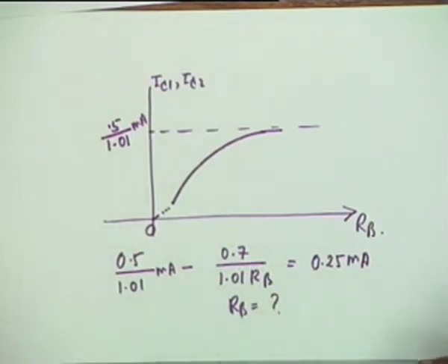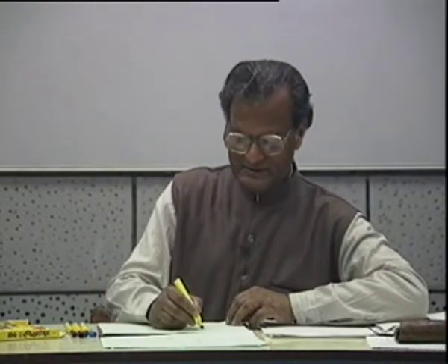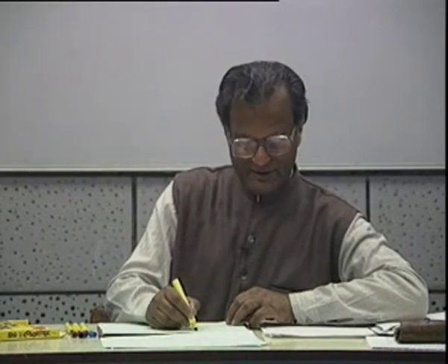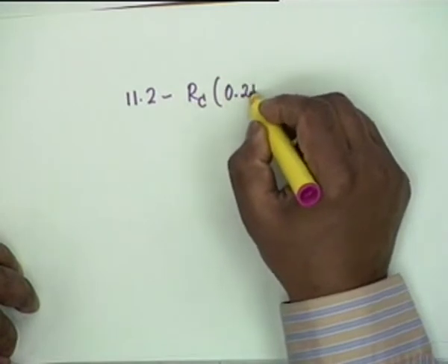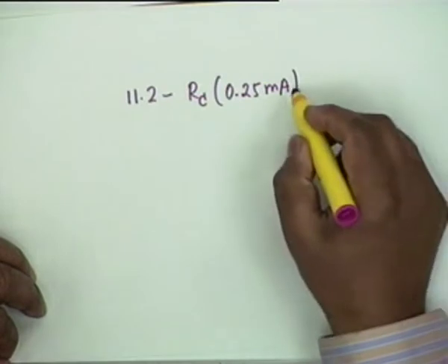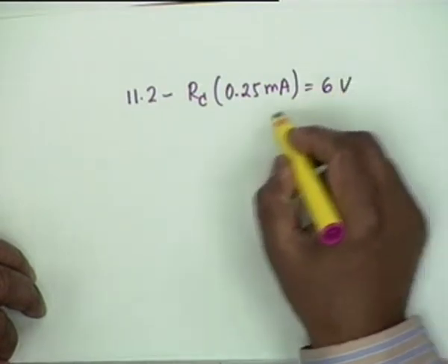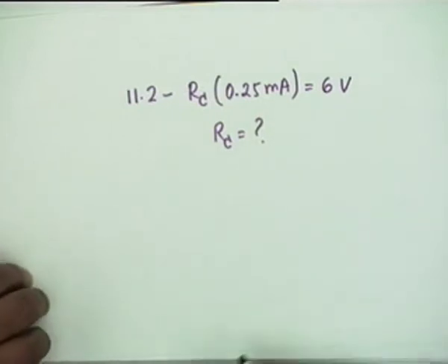That's very simple. And the other condition is that VCE1 has to be equal to 6 volt. If VCE1 is 6 volt, this means that 11.2 minus R sub C into 0.25 milliampere, this is VCE1, this has to be 6 volt, and therefore find out R sub C. These are not problems.